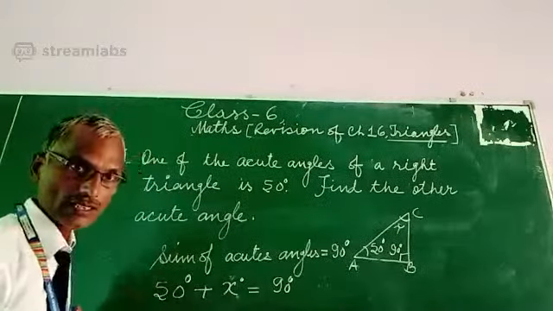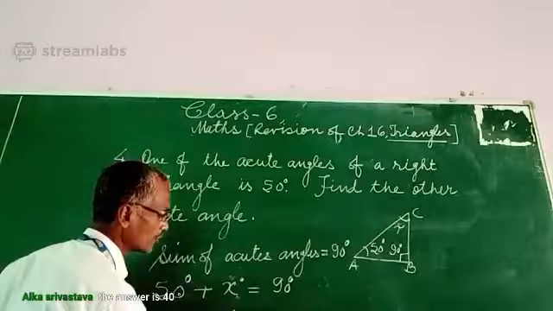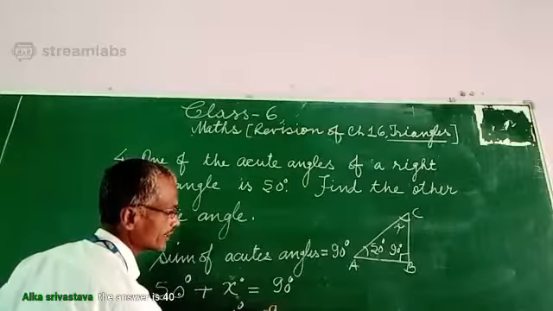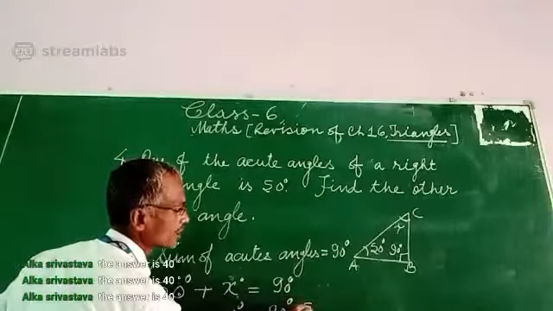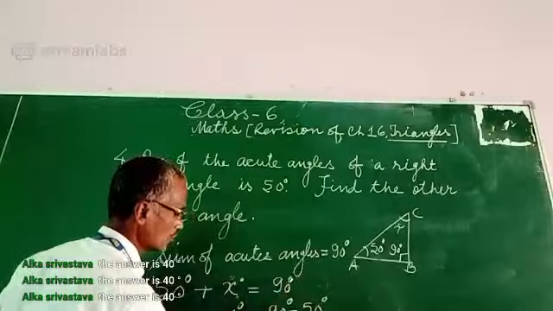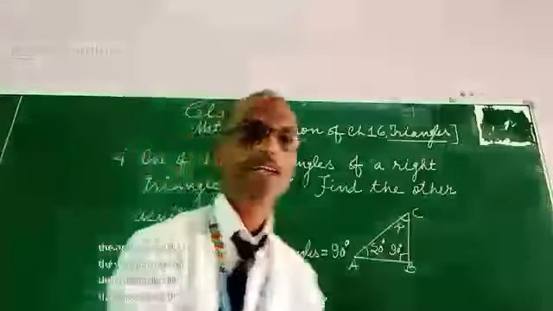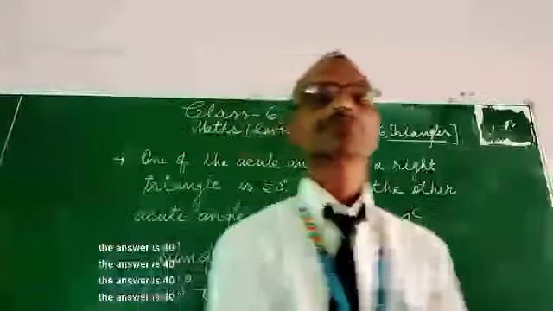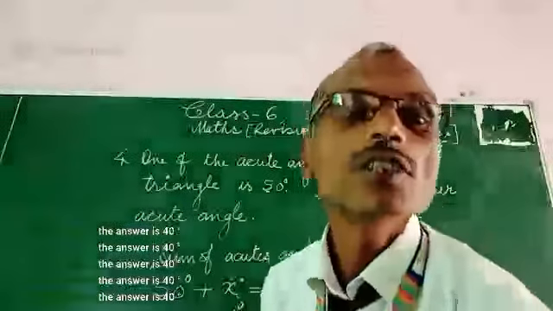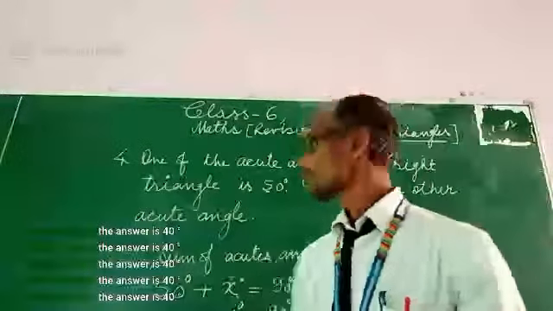It is an equation. Okay, very good. The measure of x is 90 degrees minus 50 degrees, which is 40 degrees. Very simple. Good. Okay, Alka Srivastava, your answer is correct. Very good. Thank you.